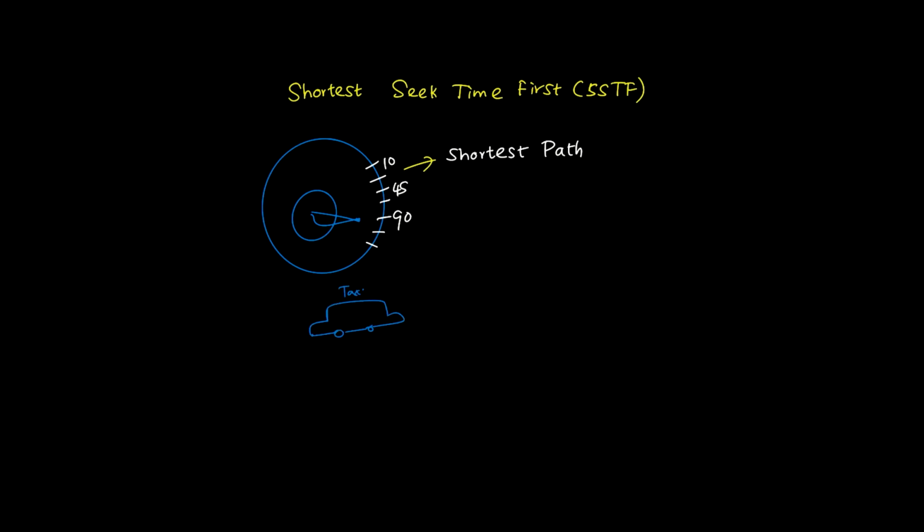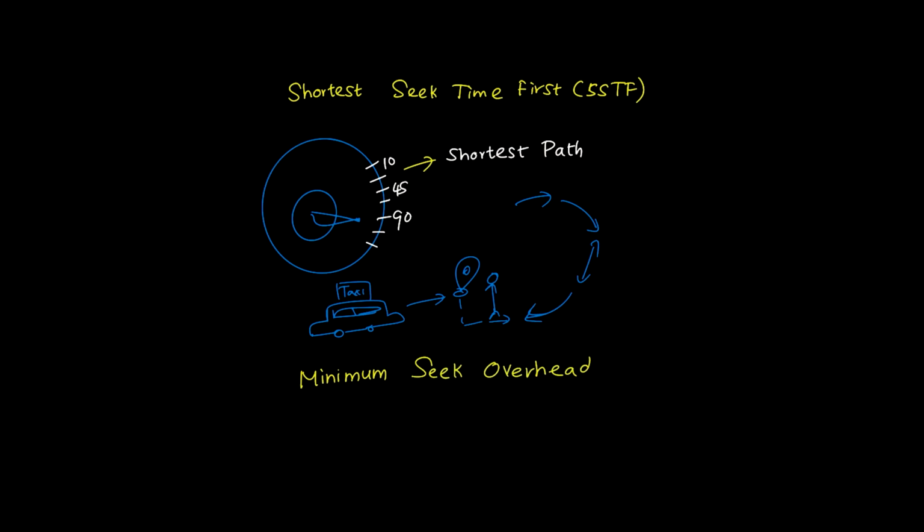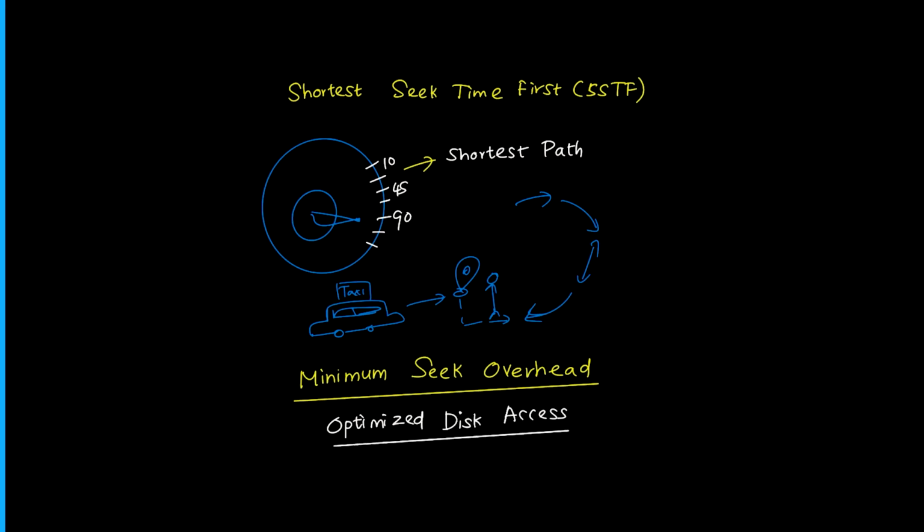If the head is at track 50 and requests come for tracks 10, 45 and 90, it serves 45 first because it's nearest. This minimizes total head movement and maximizes throughput. It's like a taxi driver picking up the nearest passenger first, not the one who called earliest. The trade-off is potential starvation for distant requests.